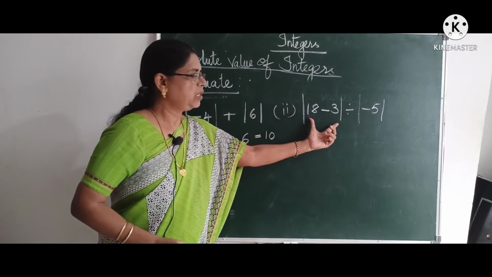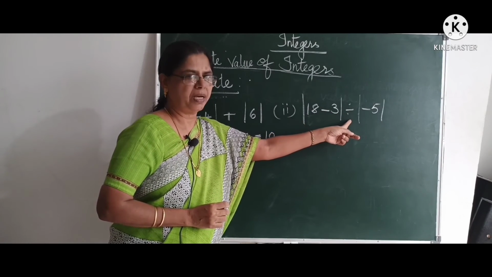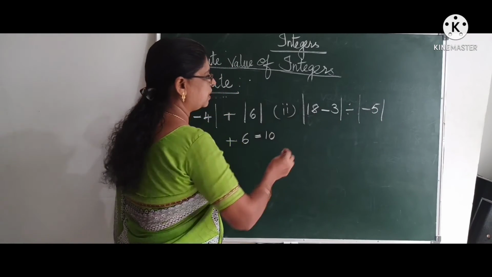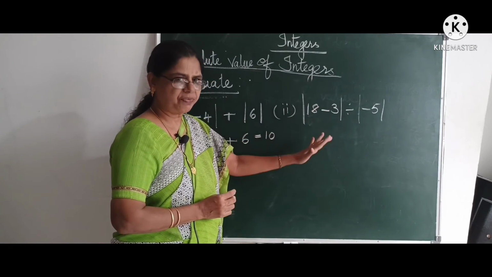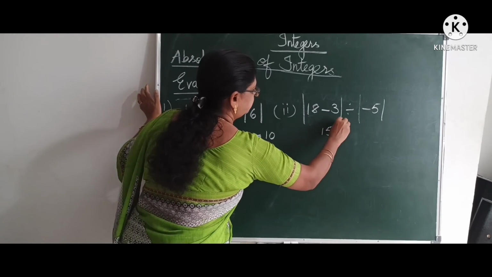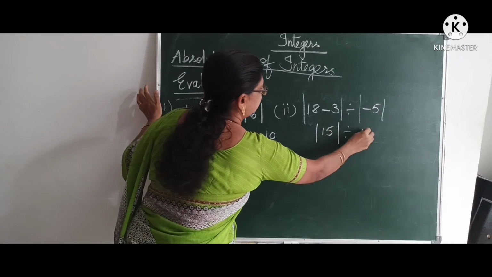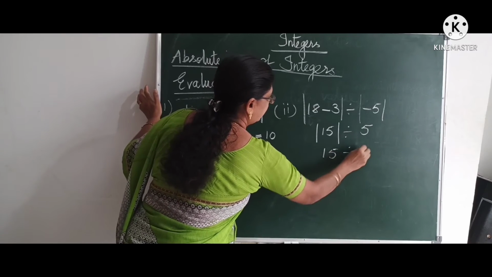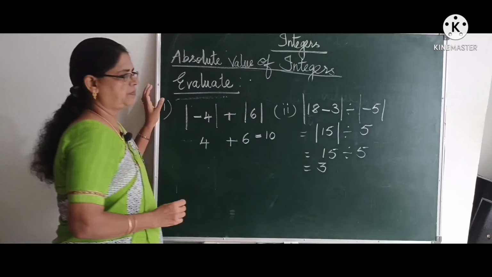Next, the absolute value of 18 minus 3 divided by the absolute value of minus 5. What is the absolute value of 18 minus 3? 18 minus 3 is 15 and the absolute value of 15 is 15. And what is the absolute value of minus 5? It is 5. So 15 divided by 5 is equal to 3.